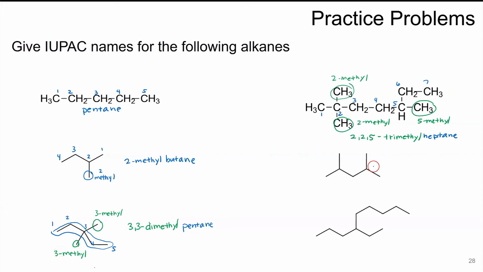So if we look at this one here, the longest carbon chain is 1, 2, 3, 4, 5. There's 2 groups here. This is a 2-methyl, that's a 4-methyl. So we have 2,4-dimethyl. 5 carbons is pentane.